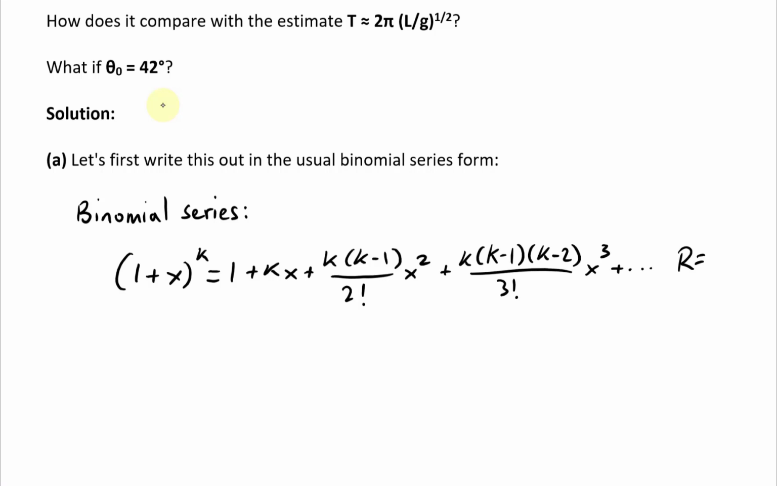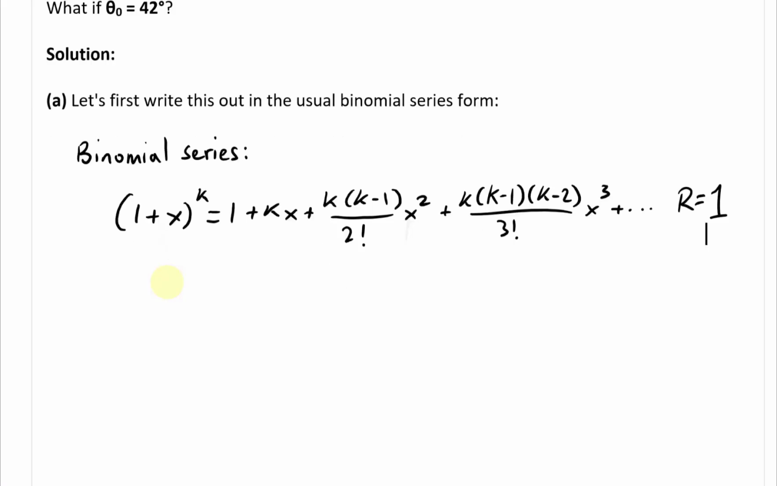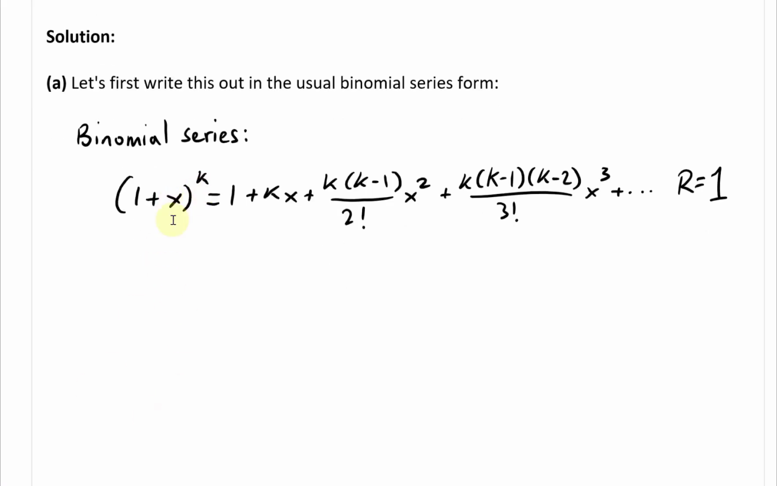And again we have R equal to 1, so the absolute value of x is less than 1. So the radius of convergence R is 1. All right. So again, we want to rewrite our period to get it in this form so we can approximate using this binomial series.